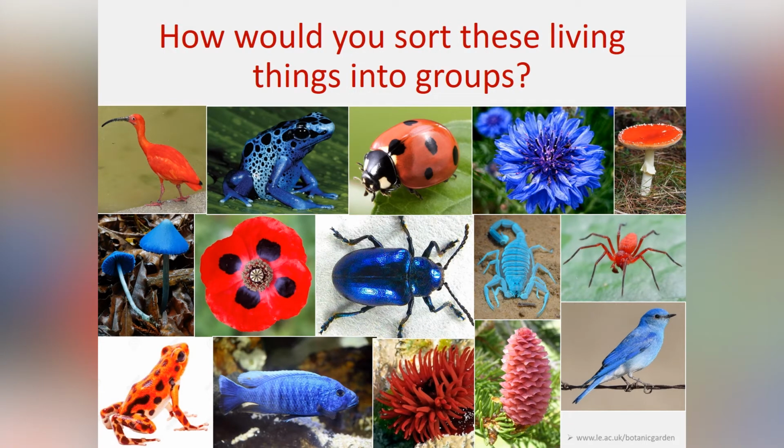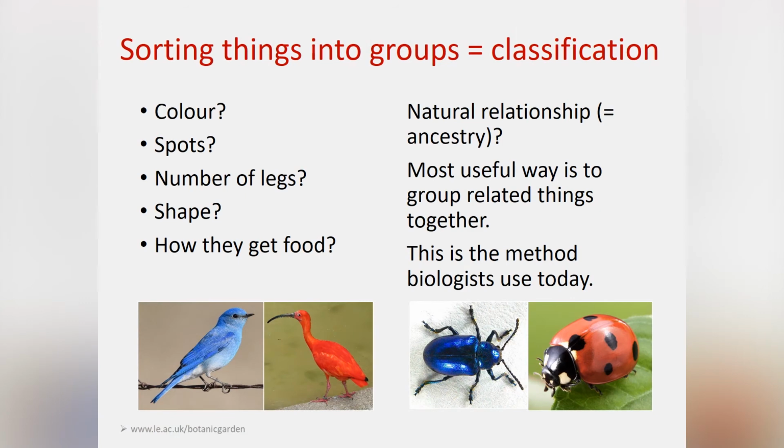So how do we group living things? Have a look at this slide and think about how you would group them. Perhaps you thought about colour, whether they have spots, how many legs they have, or even how they get their food. Do they catch it? Do they grow on dead plants? Or do they photosynthesize, that is, use the energy from the sun to turn water and carbon dioxide into sugar? The methods scientists use to group living things are how they are related to each other.